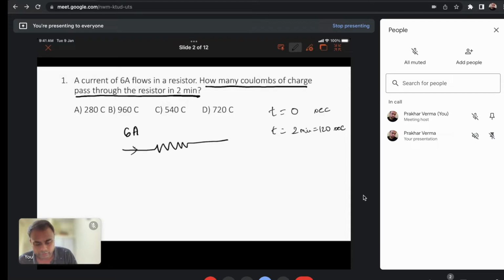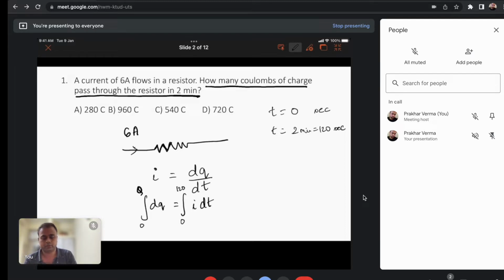As you all know, current is nothing but the instantaneous flow of charge with respect to time. So from here we can write that dq is equal to I dt, taking integral both sides. Here the time limit is from 0 seconds to 120 seconds, and for charge, suppose the resistor doesn't hold any charge, so it was 0 coulomb, and after time 120 seconds it holds a charge Q.